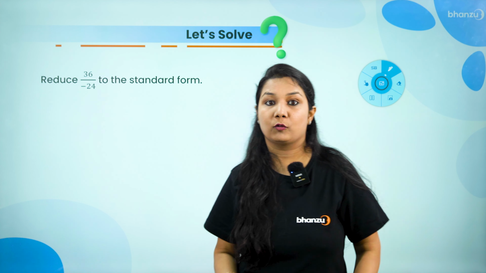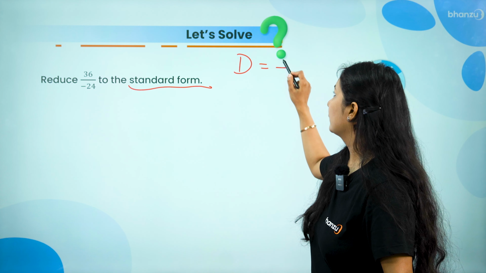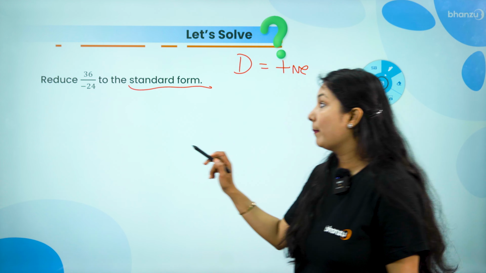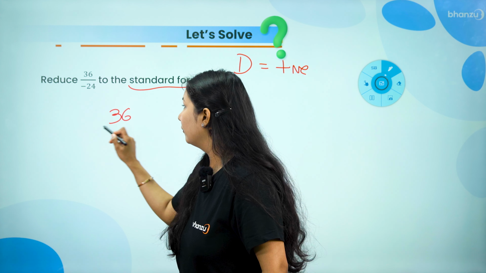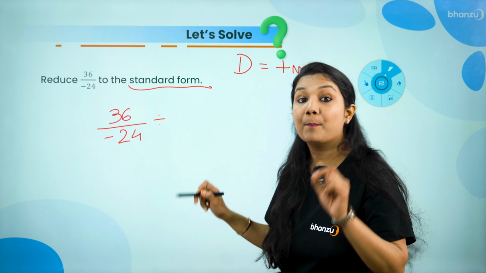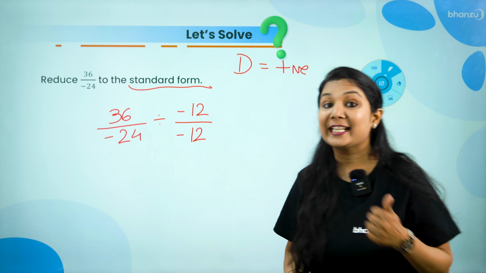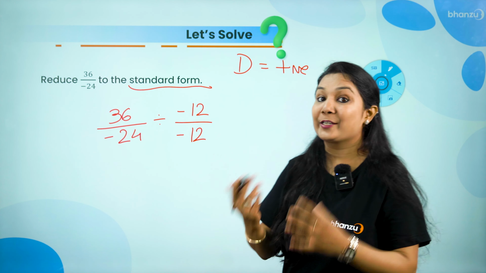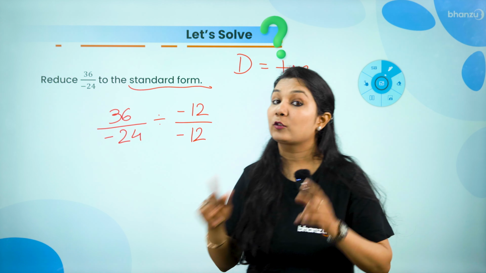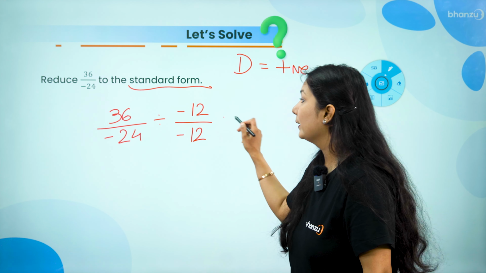36 by minus 24. So we saw that standard form, denominator should always be positive. Right? Now how can we make it positive? By dividing it with negative of its HCF. So divided by minus 12. 12 is the highest common factor, right? 36 and 24 both are multiples of 12, and because my denominator is negative, so we are dividing it by negative of 12.